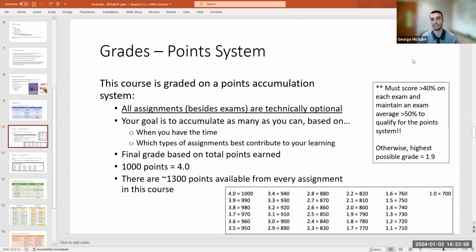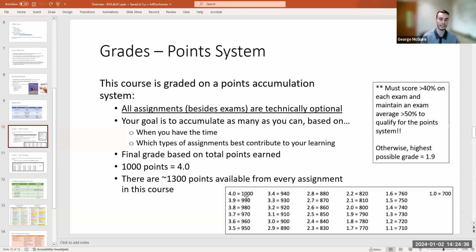So the grades. This course is set up using the points system. So the grading scheme here is definitely different than your typical course. Essentially your goal is to accumulate as many points as you can whenever you have the time to do it. There are more points available in the course than you need. So you do have some flexibility to miss some if you have a particularly busy week, or to focus your studying and time spent on this content with assignments that work best for you, because there's also a pretty wide variety of types of assignments available in this course.